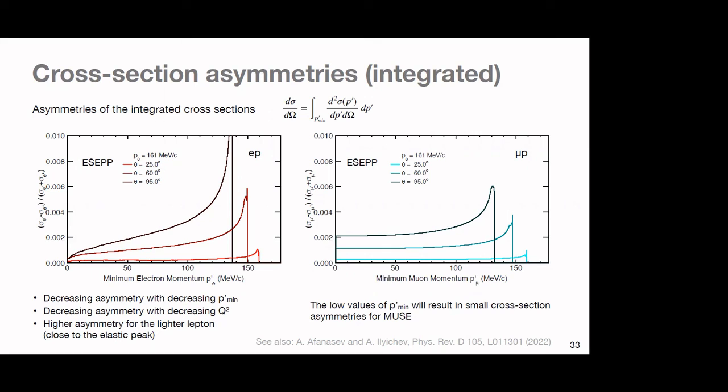If you compare electrons and muons here, you can see that the asymmetry decreases with P prime min, it decreases with the decrease in Q square, and the electrons in fact have a higher asymmetry, the lighter particles. That's consistent with some of Andre's results.